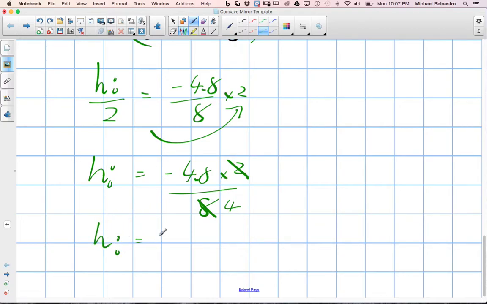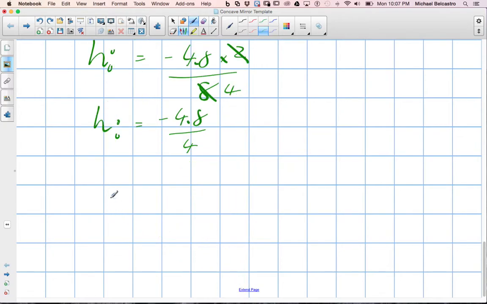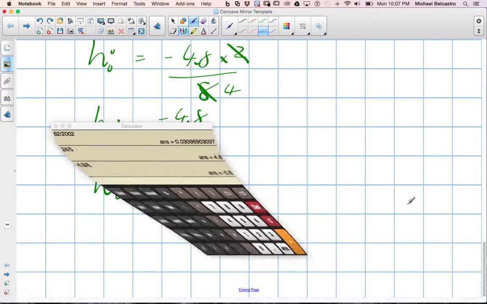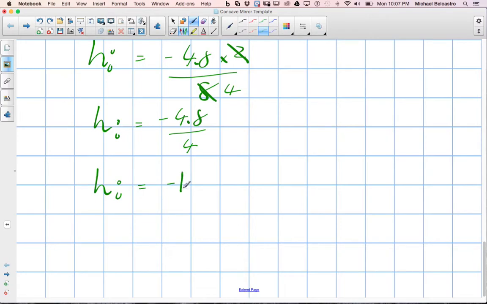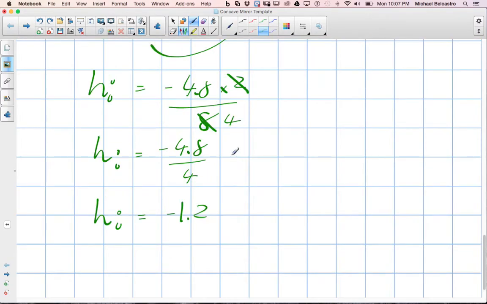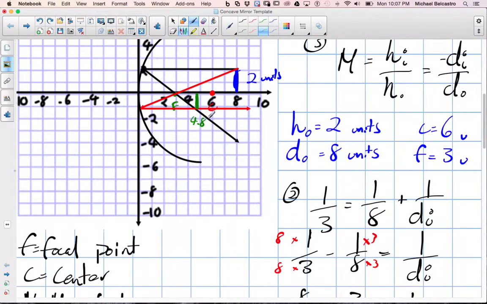Height of the image is equal to negative 4.8 over 4, which means the height of our image is equal to, we'll use our calculator again, negative 4.8 divided by 4, negative 1.2. And again, that's in units, so let's go up and take a look. And negative 1.2 is a pretty good estimate for what that would be, negative 1.2. So that looks like it worked out quite well there.